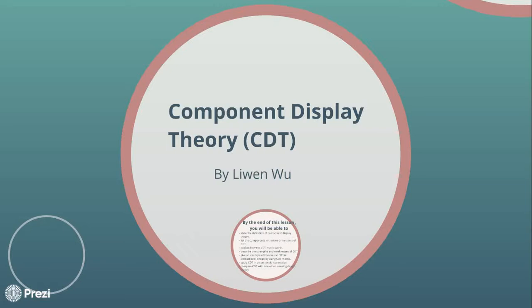I'm your instructor today. In the last couple of weeks, we have learned many learning design theories and models. To expand the topic, in today's lesson, I would like to introduce to you one more design theory, component display theory.